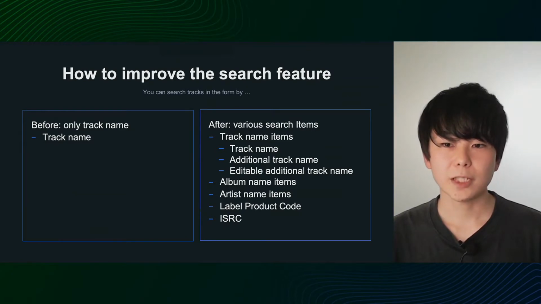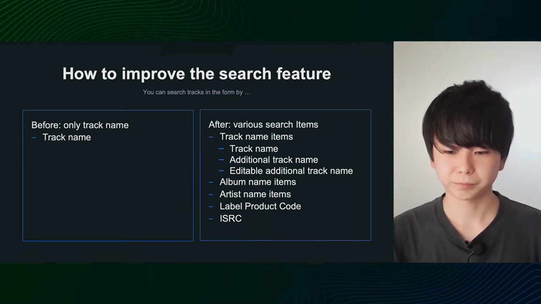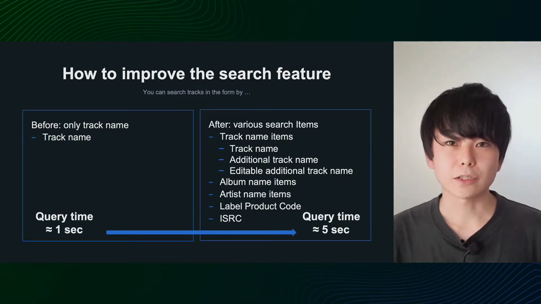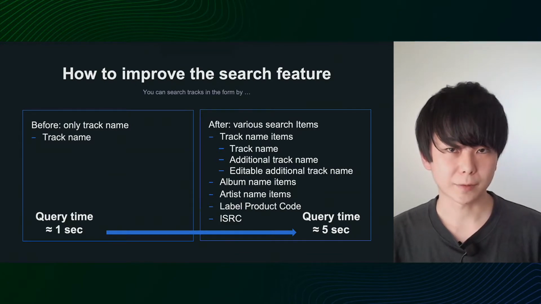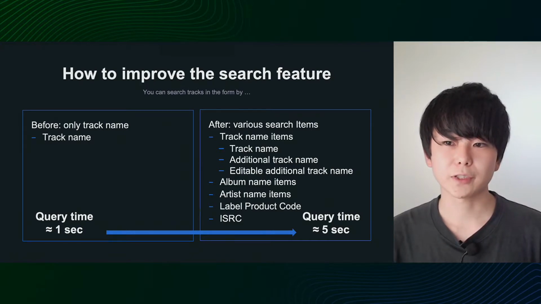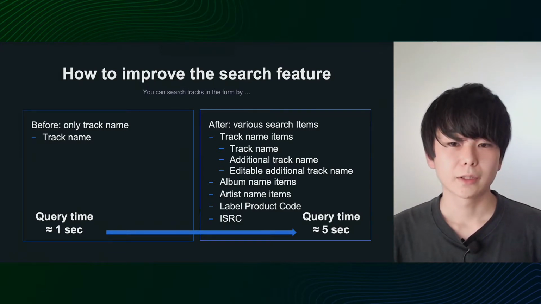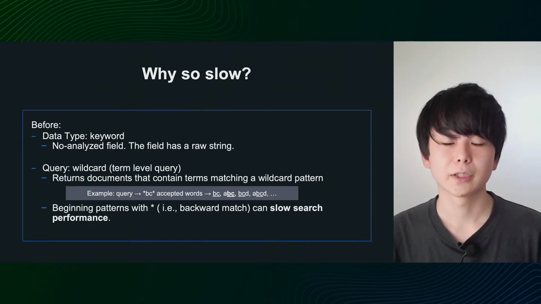Therefore, we have decided to improve the search form so that it can be used to search not only for song titles but also for album names, artist names, and names other than the official names. However, if the number of items is increased while maintaining the conventional search method, the time required to search went from about 1 second to 5 seconds. Having to wait for 5 seconds to search for a song is not a good user experience. Therefore, in order to speed up the search process, we first reviewed the conventional search method.